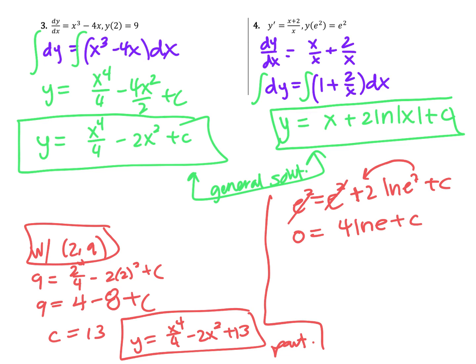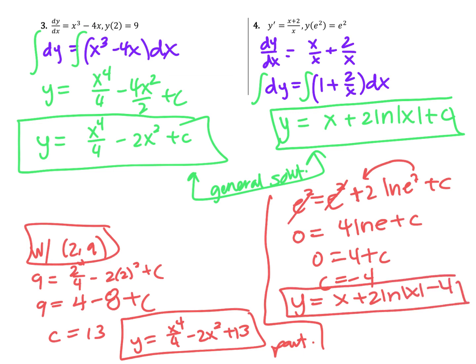And what's natural log of e? e to what power is e? That's going to be 1. So this is going to be 0 equals 4 plus c. So c is going to equal -4. So I can rewrite this, y equals x plus 2 ln absolute value of x minus 4. This is the particular solution with the indicated initial condition. So the solution to this differential equation that passes through this point is here.